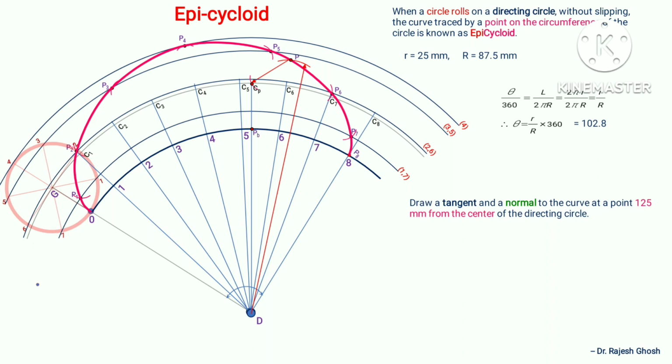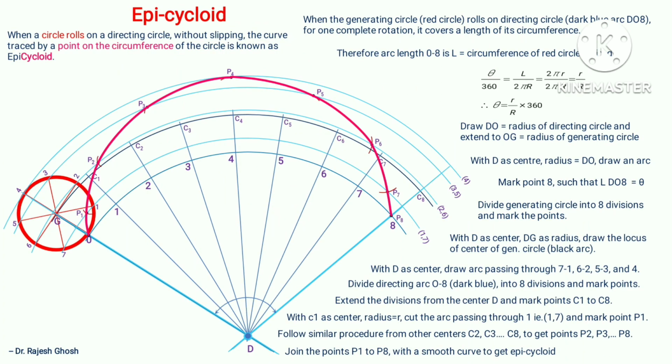This base point is joined with the point P on the epicycloid to get the normal, and another line is drawn perpendicular to this normal passing through the point P. That line is known as the tangent. Now this particular slide gives the complete steps by which we can draw the epicycloid. So in this way we can draw the epicycloid and also the normal and tangent.